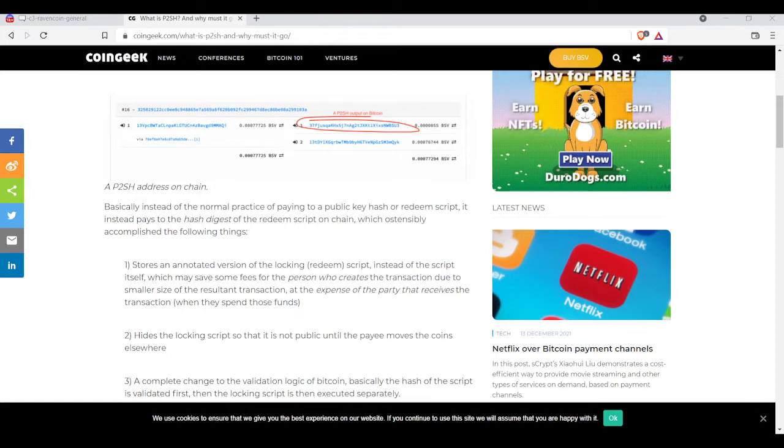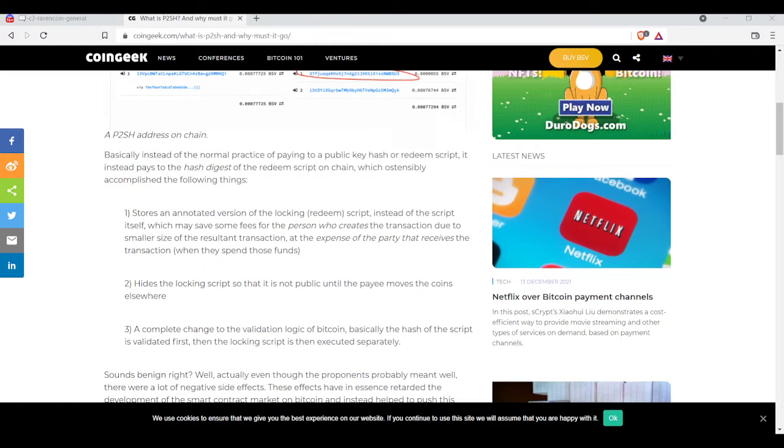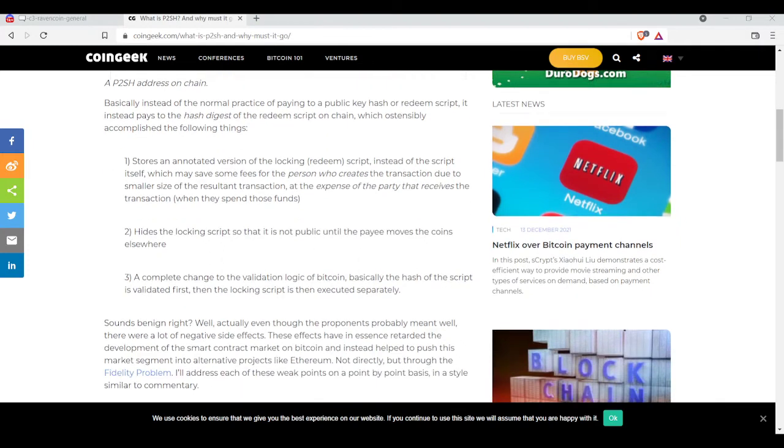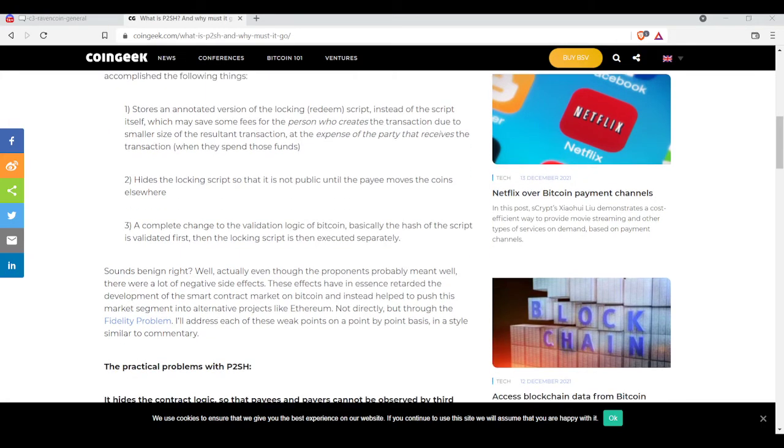We're going to get deeper into what the hash of the redeem script on chain is all about, which ostensibly accomplishes the following things. Number 1, it stores a hash of the locking redeem script instead of the script itself, which may save some fees for the person who creates the transaction due to the smaller size of the resultant transactions, at the expense of the party that receives the transaction when they spend those funds. 2, it hides the locking script so that it is not public until the payee moves the coins elsewhere. 3, a complete change to the validation logic of Bitcoin. Basically, the hash of the script is validated first, then the locking script is executed separately.